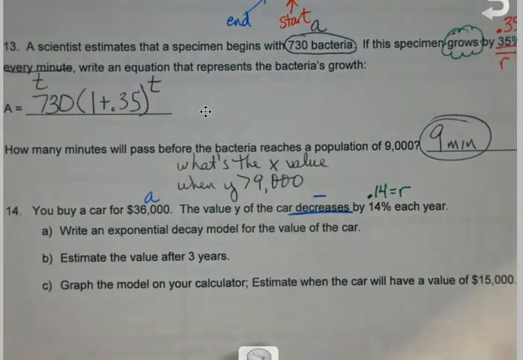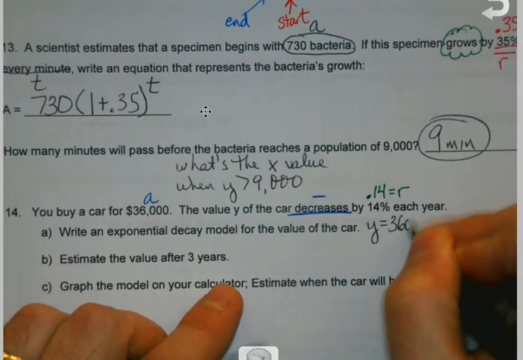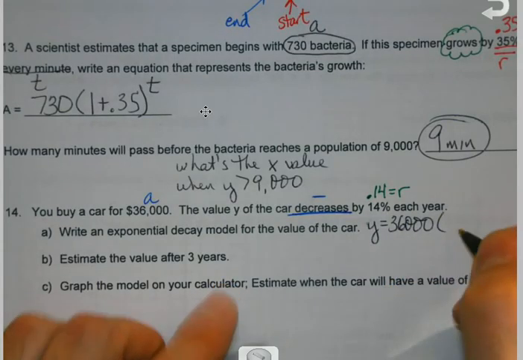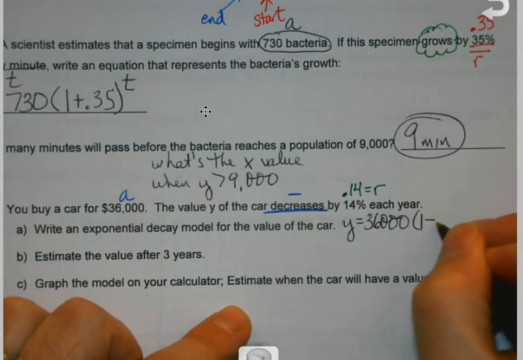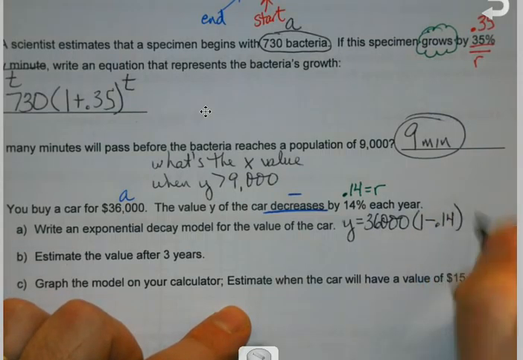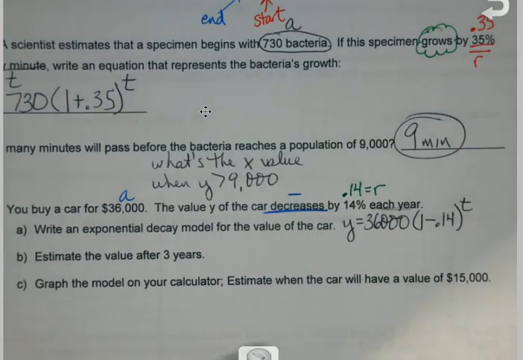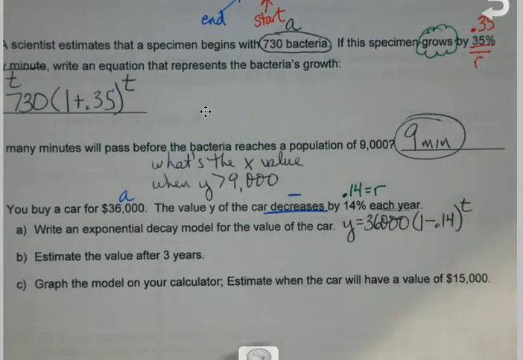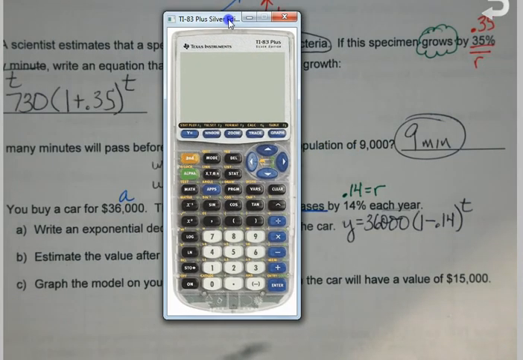Okay, so 36,000. My car is depreciating or decaying in value. 1 minus 0.14. And again, it just says each year, so we're going to keep it at T for right now. That'd be my model. Because now if somebody walks up, well, how much is the car going to be worth after 2 years, after 10 years? You can tell them. You just plug that value in for T. But notice we actually have a number to plug in this time.